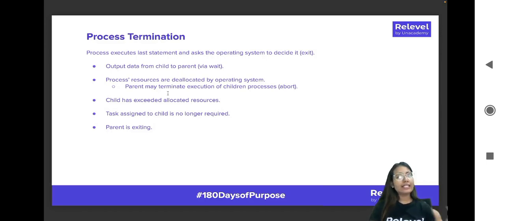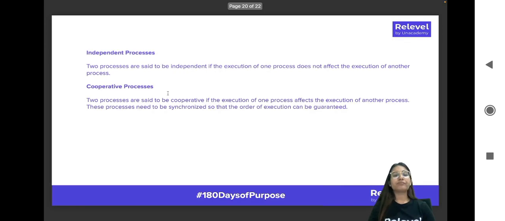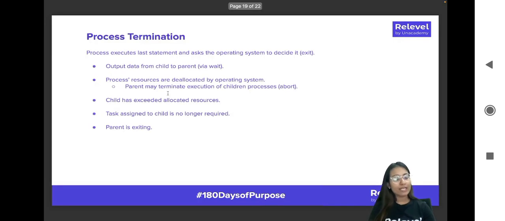This completes our entire discussion about the concept of operations on processes. In the next video, we are going to talk about the classification of processes into two types: independent processes and cooperative processes. We'll talk about the basic definition and the advantages of having cooperating processes. So stay tuned for that video as well.